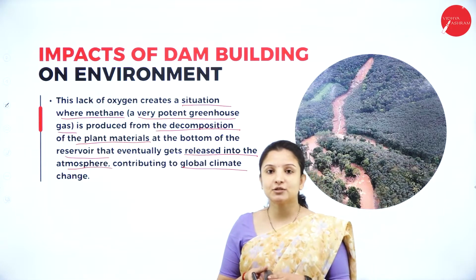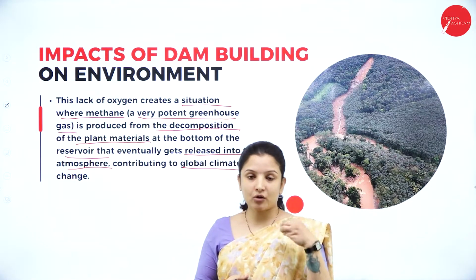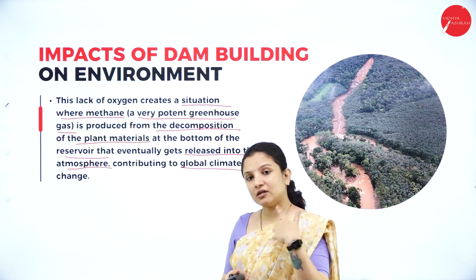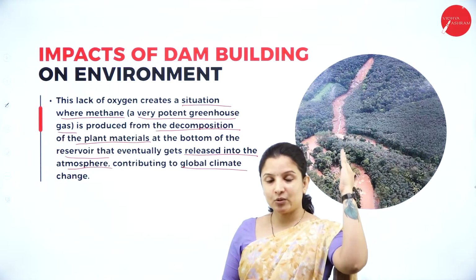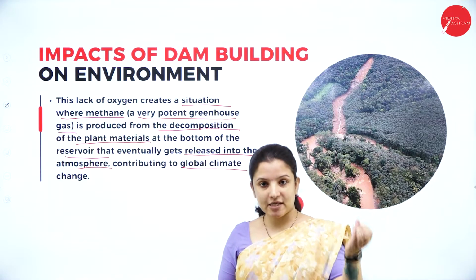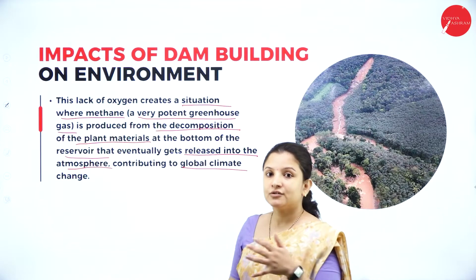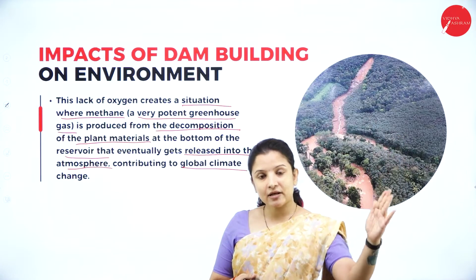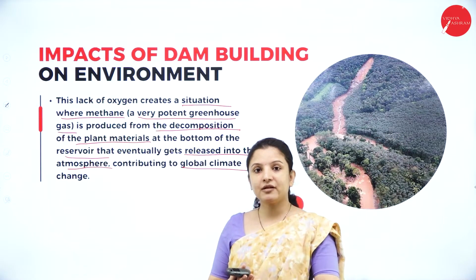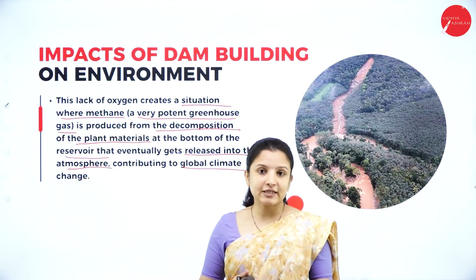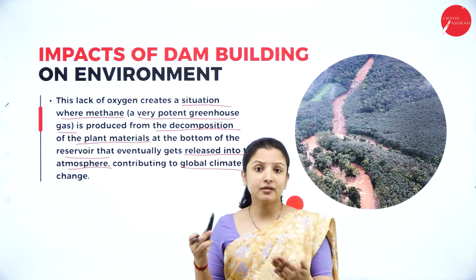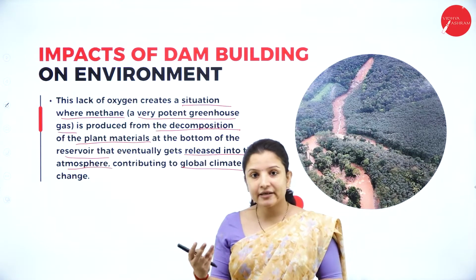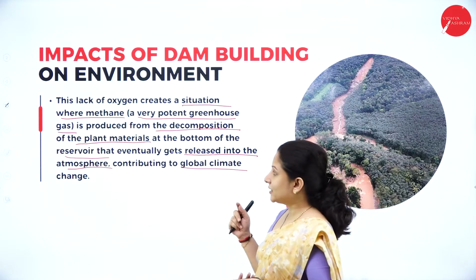So greenhouse gases, we know that they increase the temperature of the earth, making the earth warmer, right? So when the earth becomes warmer, what happens? It will again start to melt the glaciers, the snow caps and all that. So again, these snow caps and glaciers will melt and enter into a river itself. Now in that river, if a dam is there, again it will result in flooding. So this is how dam construction can have a major impact on the environment indirectly by increasing the greenhouse gases.